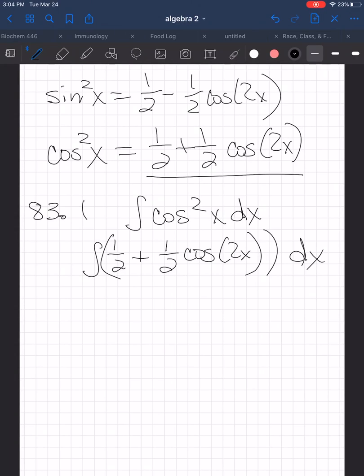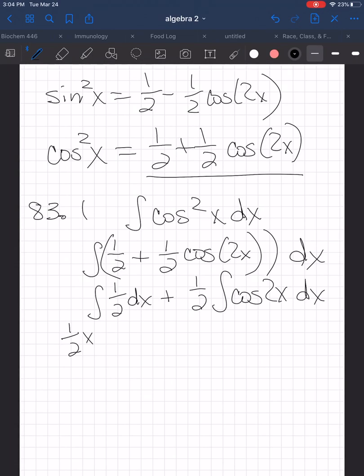So we can rewrite that as the integral of 1/2 dx plus, I'll pull that 1/2 out in front. I could have done it on this one as well. All right, so we know the integral of 1/2 dx is 1/2 x plus 1/2 times, we have to make a u substitution. U will be 2x, so du will be 2 dx. So there's a factor of 2 here that isn't here, so this is times 1/2, and this becomes cosine u du.